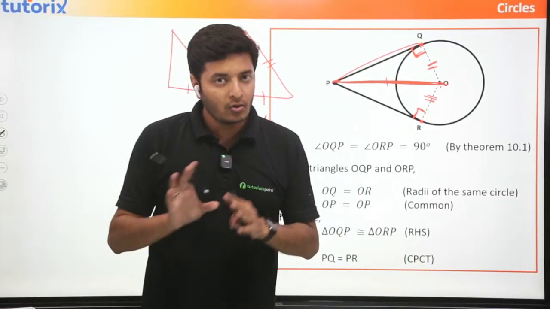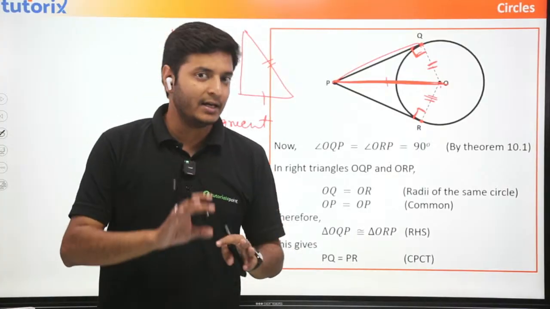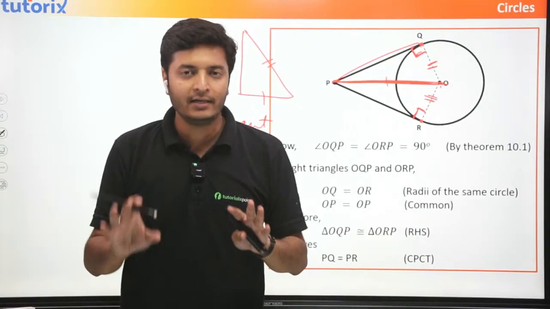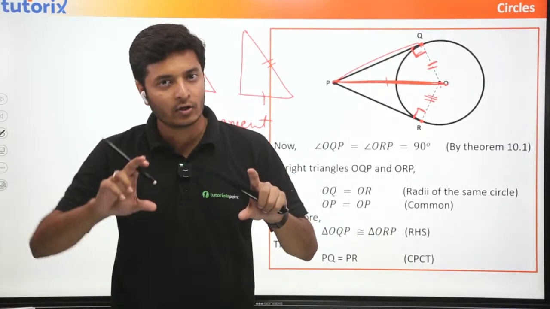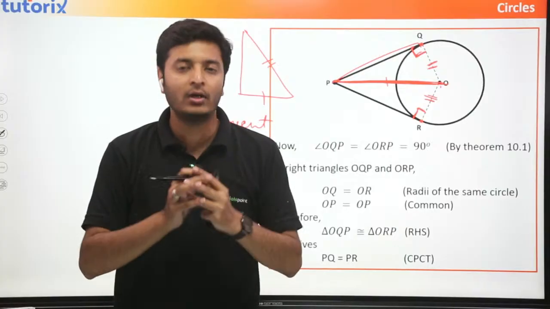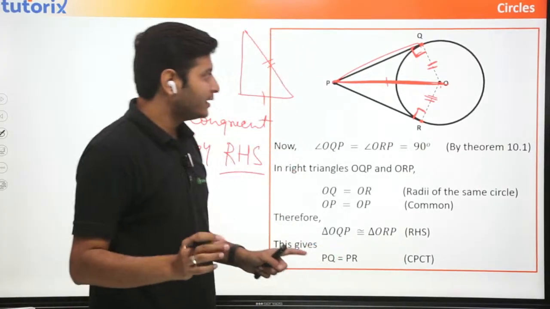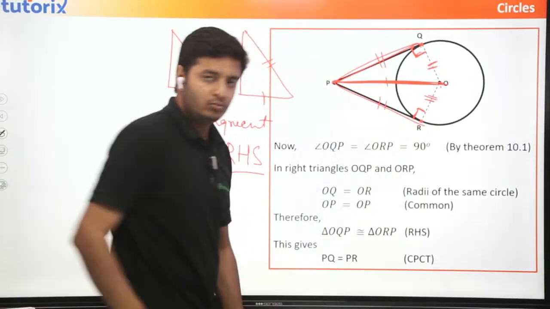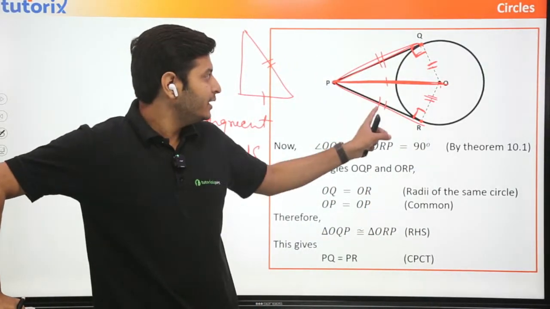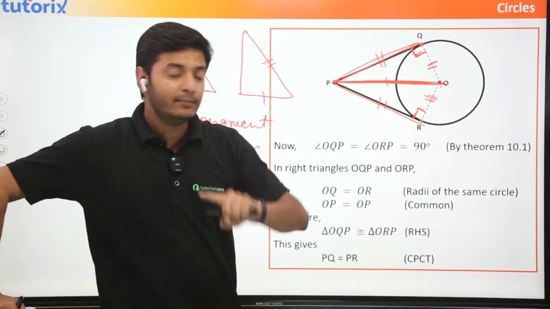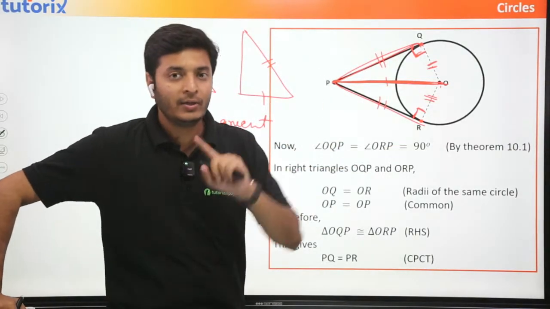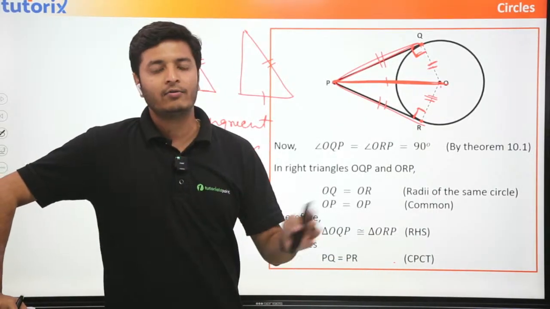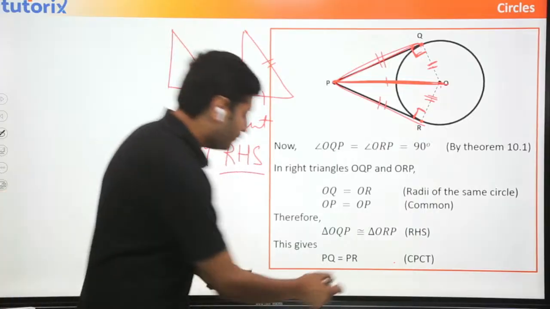If two triangles are congruent, then essentially we are saying that they have the same shape and same size. If they have the same shape and same size, then all the corresponding parts of this triangle and all the corresponding parts of this triangle are equal. PQ and PR are two corresponding sides of these two congruent triangles. It means that PQ and PR are also equal, using CPCT, corresponding parts of congruent triangles, and that is what we need to prove.